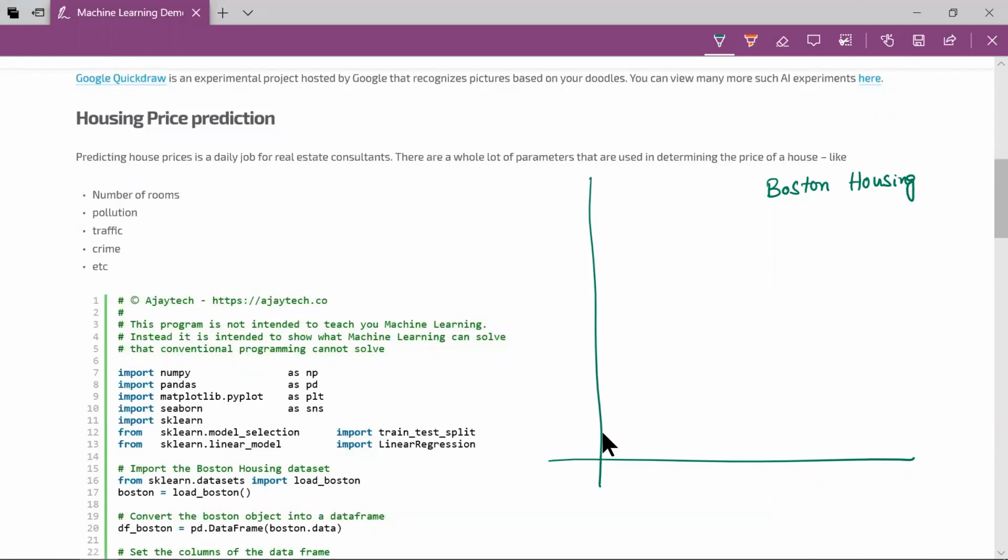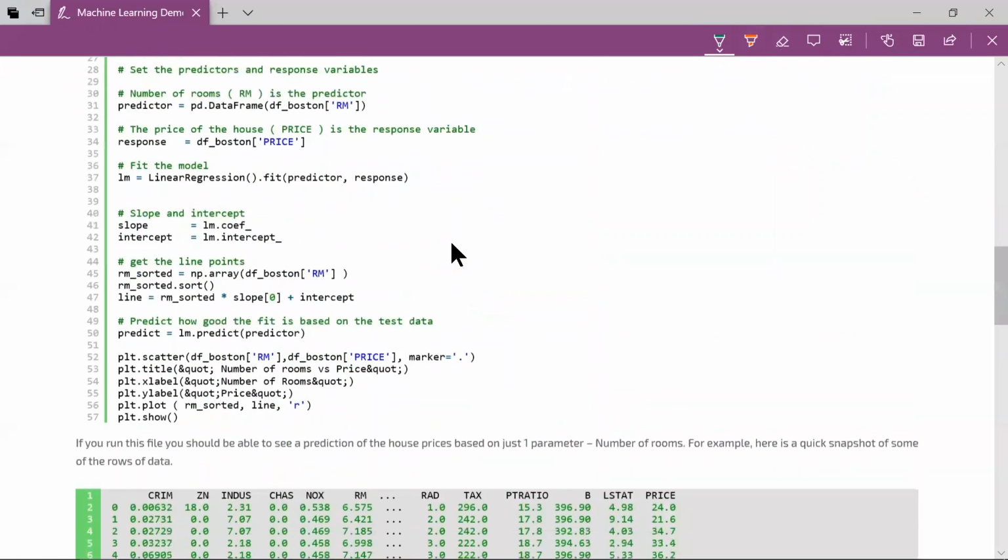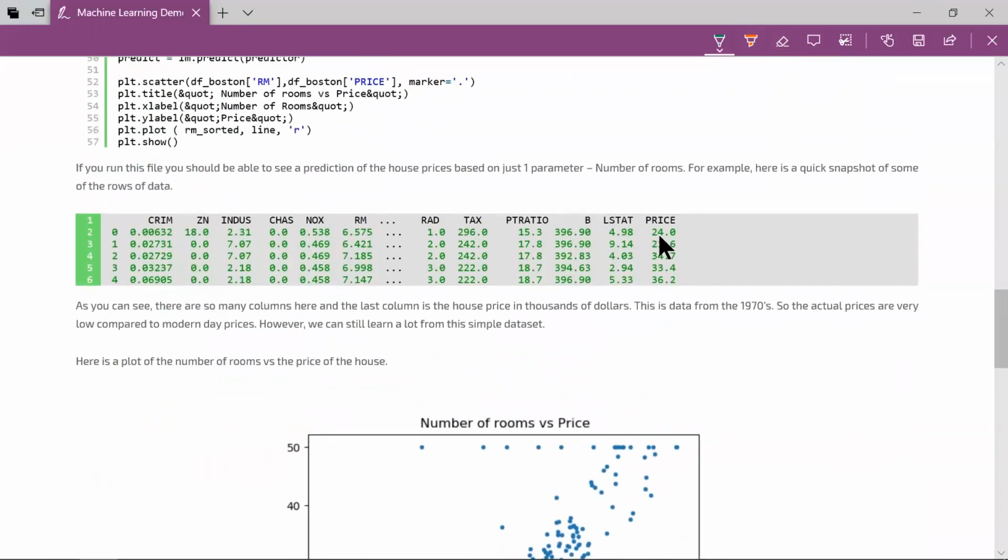Every machine learning engineer will start here, with one of the techniques. Okay, now a government agency has collected some data like number of rooms, pollution in that area, traffic, crime, so many different parameters. And then they said, this is the price of the house. Finally, there is a price of the house.